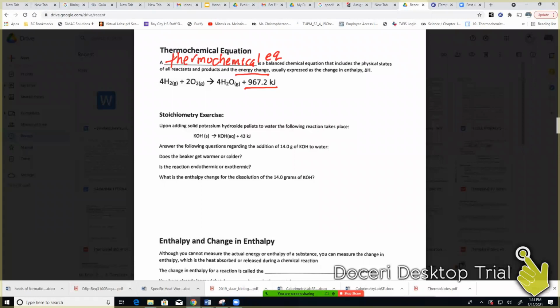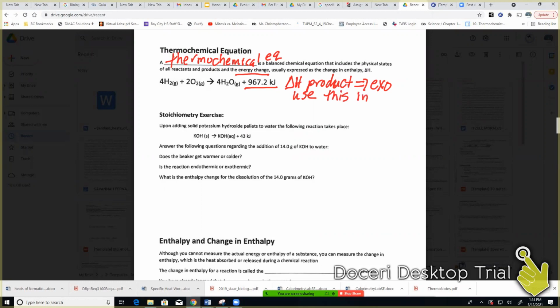If the delta H is a product, like it is here, then that's an exothermic reaction. So this means that for hydrogen and oxygen to come together to form water, it gave off almost 1,000 kilojoules of energy. So probably pretty spontaneous. That's why we have water. But remember that exothermic has a negative value.